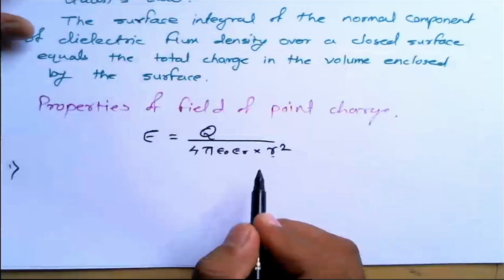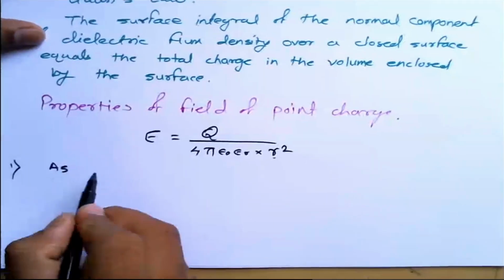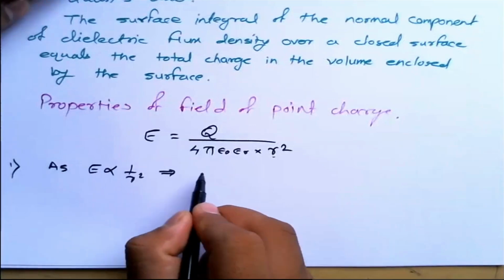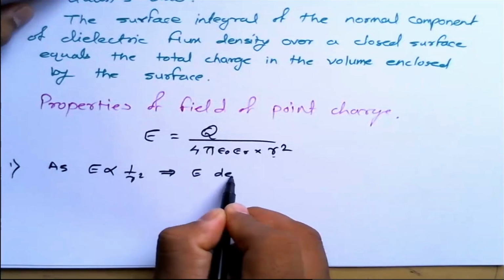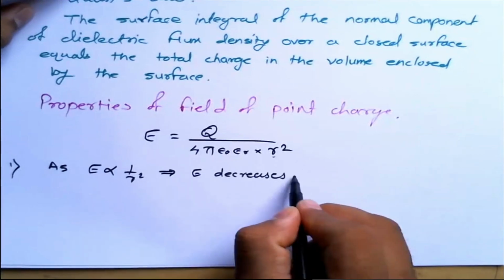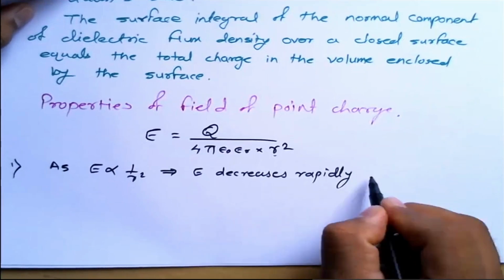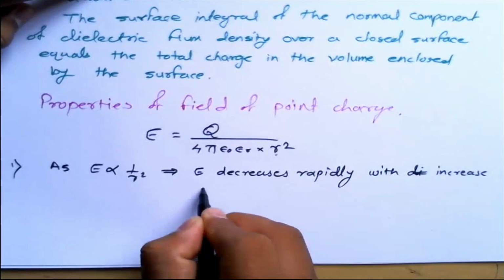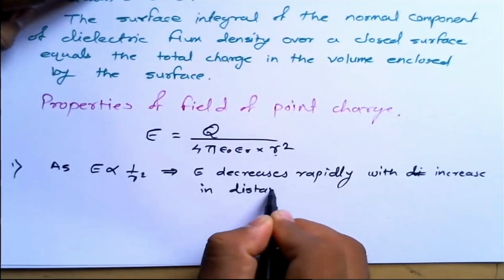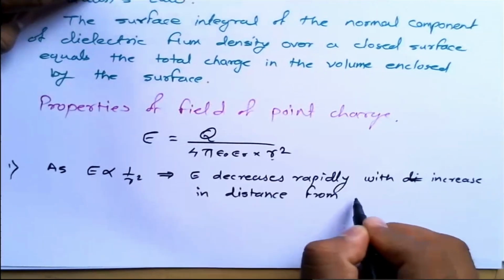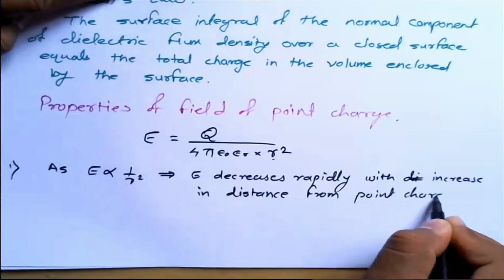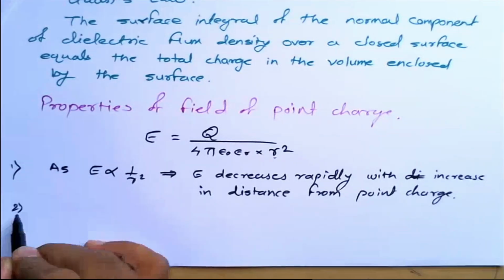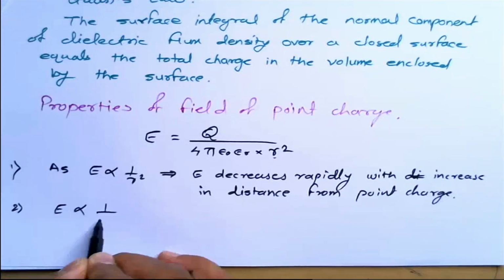So from this, as E is inversely proportional to r square, we can conclude that E decreases rapidly with distance. The second property: E is inversely proportional to epsilon r.